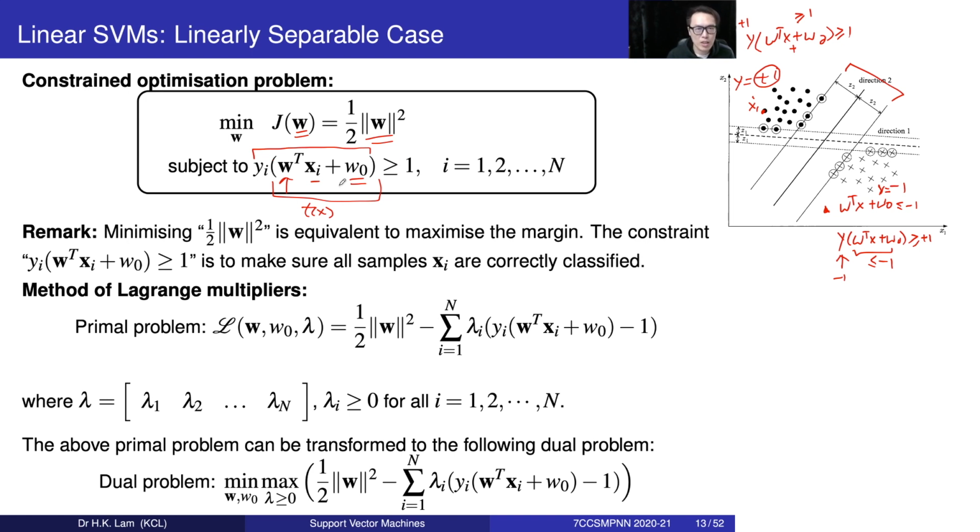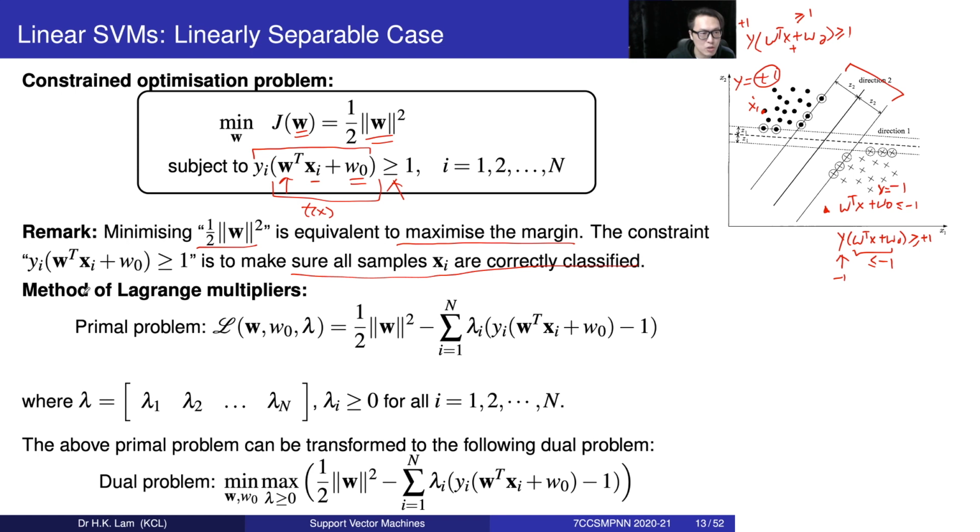If this value is always greater than or equal to 1, it means that we are able to 100% correctly classify these two sets of samples right here. Okay, so now I have explained the purpose of this term, that is equivalent to maximizing the margin. The constraint right here is to make sure that W^T xi plus W0 can make sure that all samples are correctly classified. Okay, so this is the main problem, the primal problem.